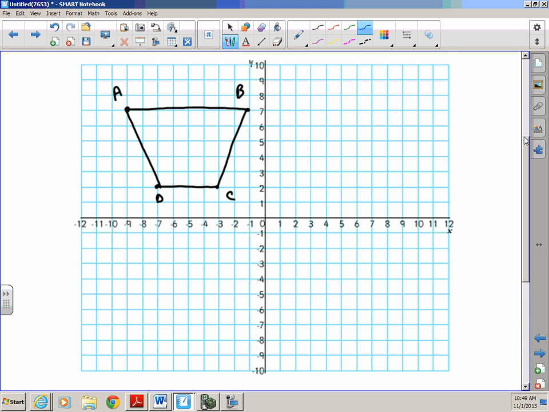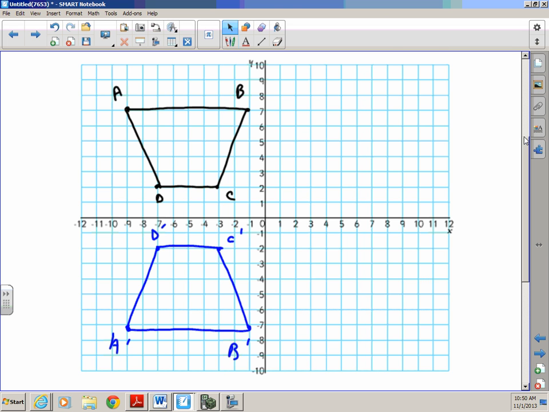Now, it tells me to first reflect it in the x-axis. So I'm going to flip it over from quadrant 2 to quadrant 3. And I'm going to do that by just counting how far away it is from the x-axis. Or I can see that my x-coordinates stay the same and the y-coordinates change their sign. Either way works. So there are the new A prime and B prime. Please remember to use your primes.